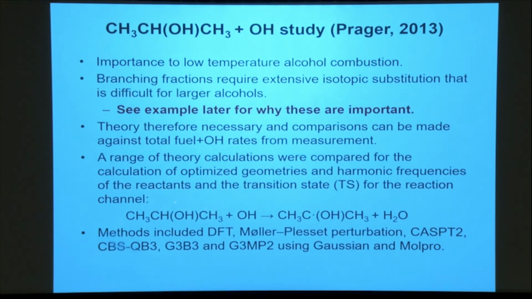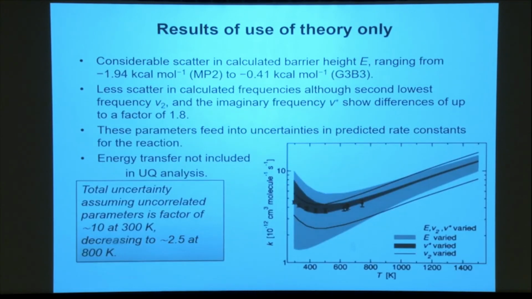Okay, so what they did here was basically, first of all, apply the different theory methods to get the potential energy surface and then look to see what the variability in the energies was. What they found was there was considerable scatter in the calculated barrier height, ranging over more than a kilocalorie per mole, actually about 1.5 kcal per mole between the different methods.